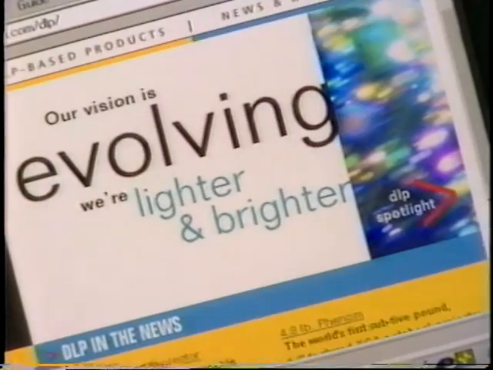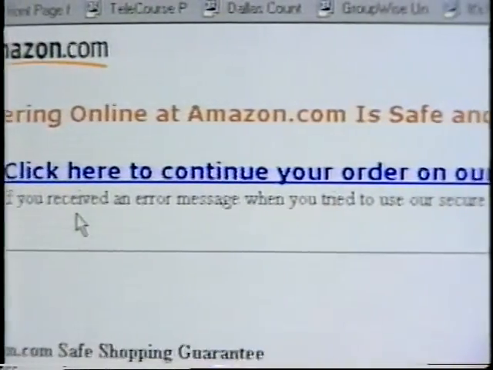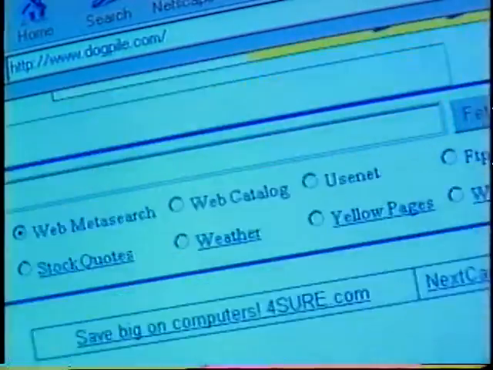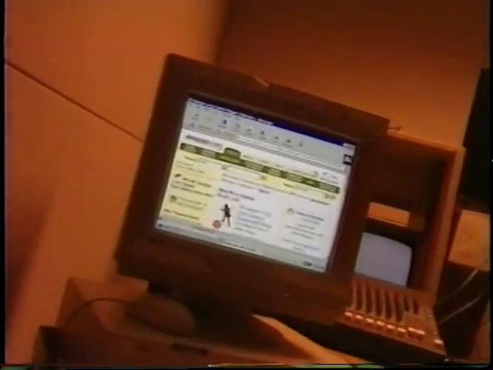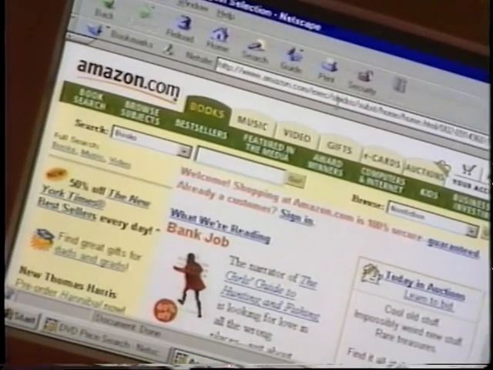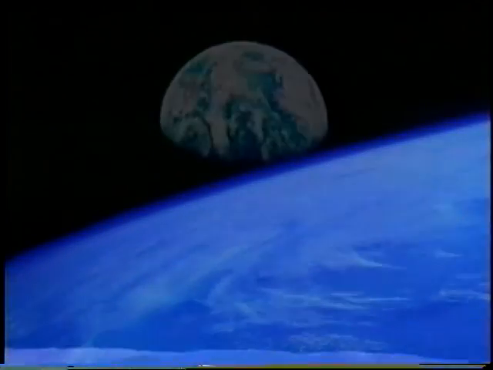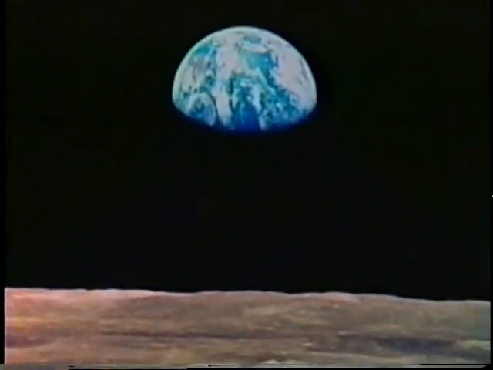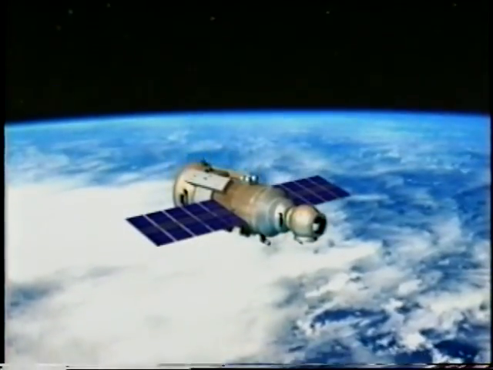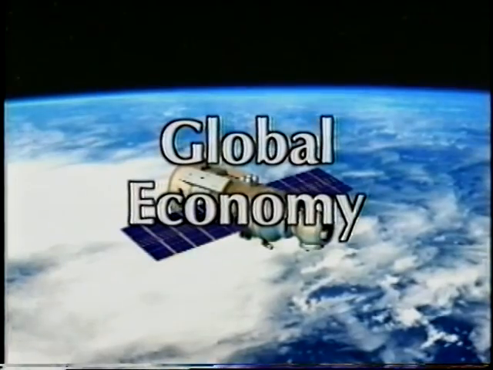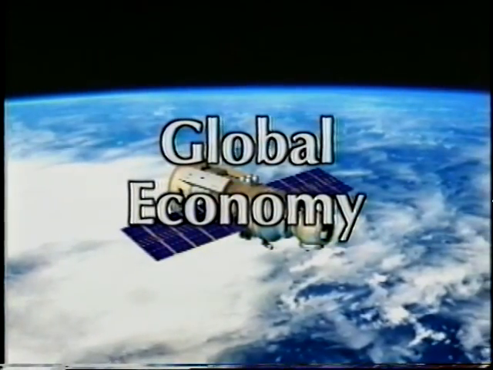The internet is a resource that presents an interesting dichotomy. It expands our horizons and our production possibilities. At the same time, it makes the world a smaller, more interdependent place. The term global economy is not just a convenient phrase.